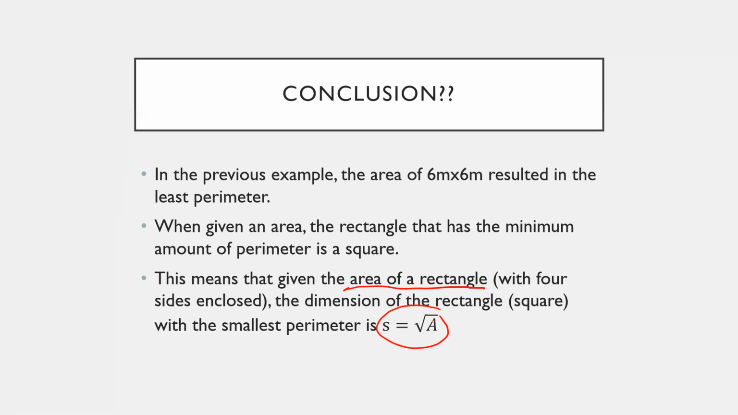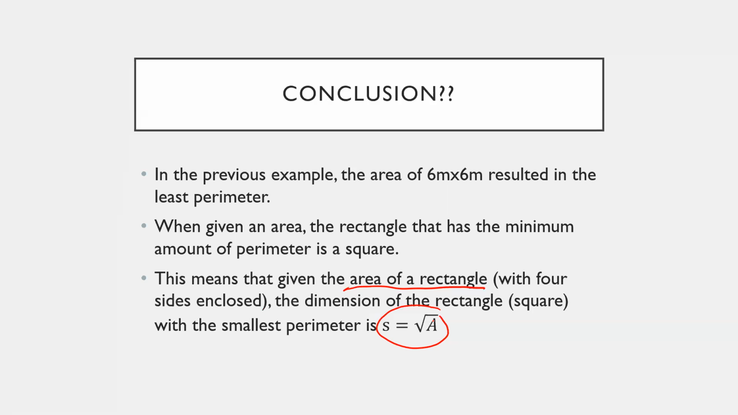For example, when you're fencing, you ideally want a big area, but you don't want a big perimeter, because that means that you're going to need to pay for more fencing. So in this case, you would be looking for the smallest possible perimeter. And we find the smallest possible perimeter if we're given the area by simply taking the square root of the area. So I hope that kind of makes sense.